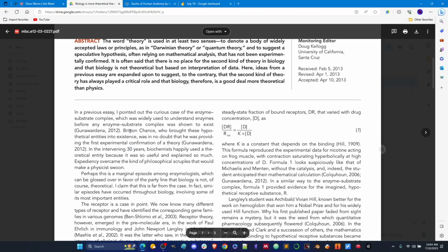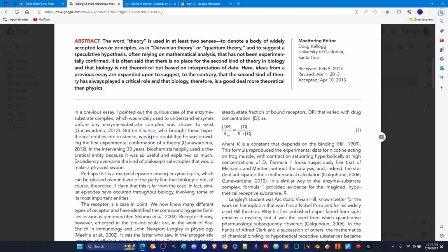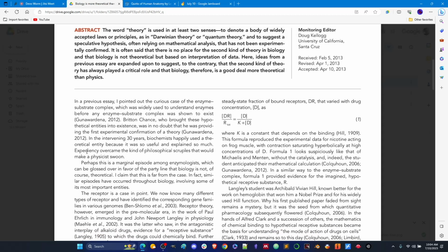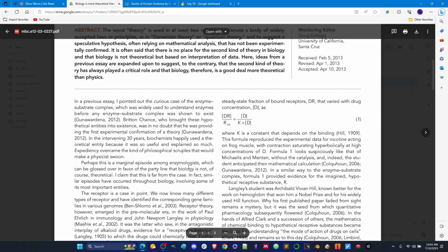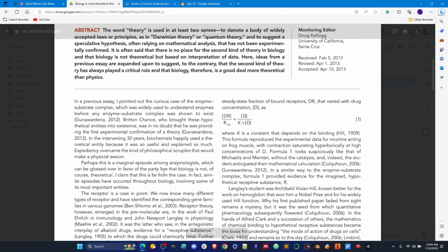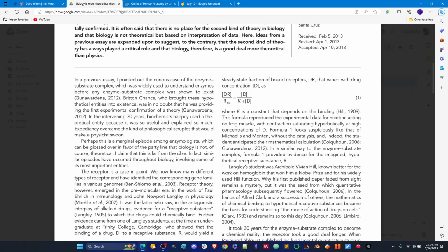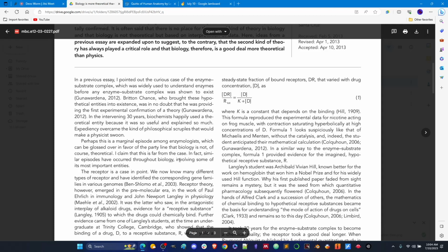I think Britton Chance was also the person who developed FNIR, if I'm not mistaken. But in the intervening 30 years, biochemists happily used a theoretical entity because it was so useful and explained so much. Expediency overcame the kind of philosophical scruples that would make a physicist swoon. And so perhaps this is a marginal episode among enzymologists which can be glossed over in favor of the party line that biology is not, of course, theoretical. I claim that this is far from the case. In fact, similar episodes have occurred throughout biology involving some of its most important entities.